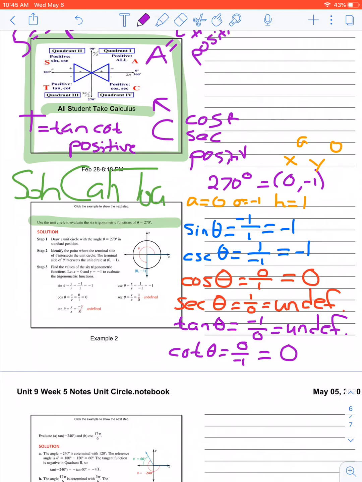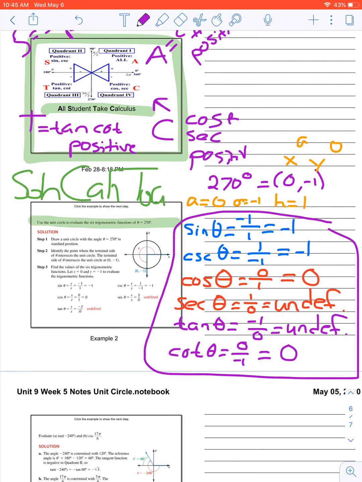So even though tangent is undefined, that does not necessarily mean that cotangent is going to be undefined. The same thing with cosine and secant. So when I say to evaluate the 6 trig functions, whether they're at an axis or not, this is what I mean. Find your adjacent, find your opposite, find your hypotenuse. Your hypotenuse is always 1. And then just plug them in using our old friend Sohcahtoa.